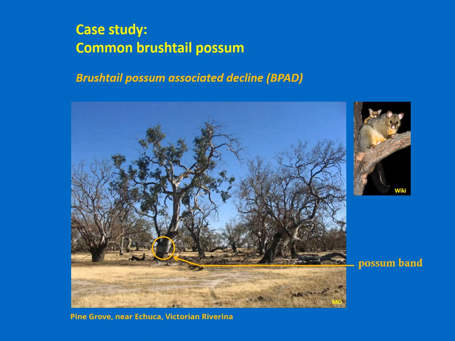The common brush-tailed possum. Michael O'Brien discovered that in northern Victoria, when he put possum bands on red gums, they survived. He was being told the paradigm up there was that it was climate change causing the death of trees. He suspected otherwise. He did an experiment and proved that it was possums.